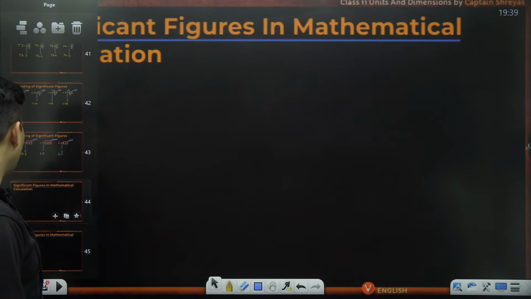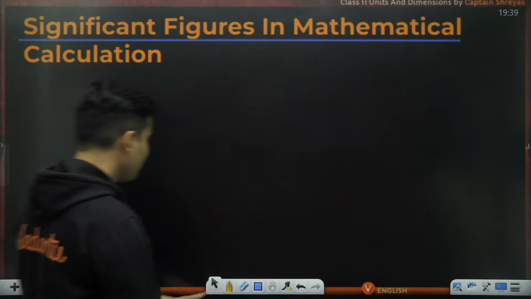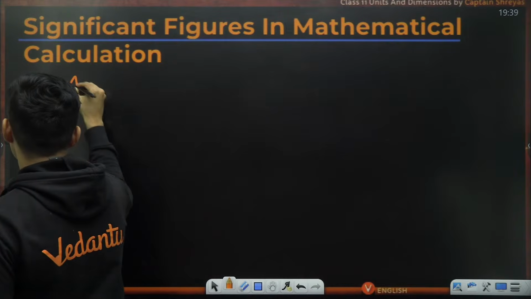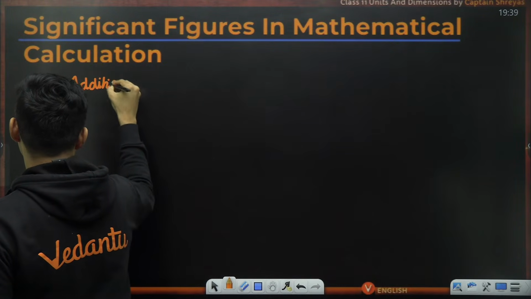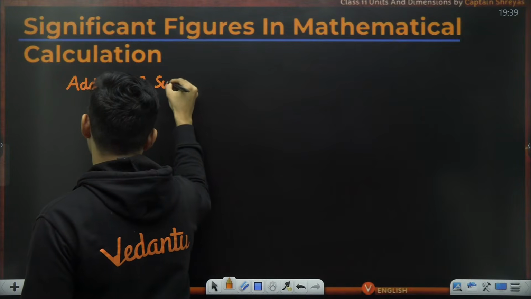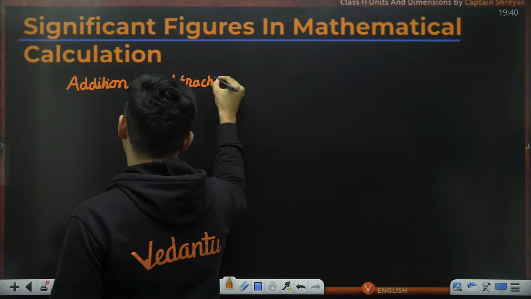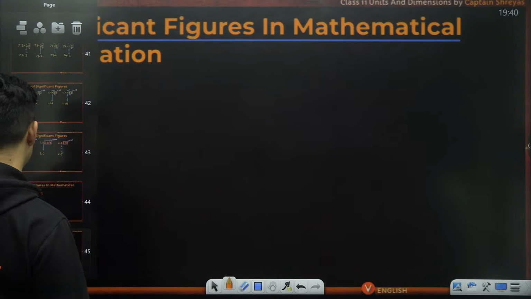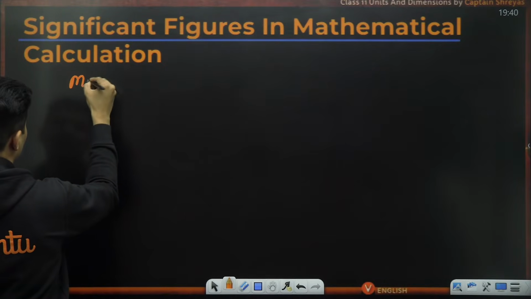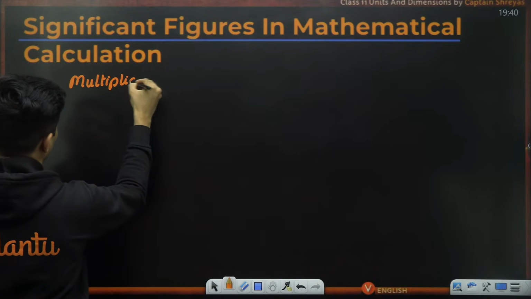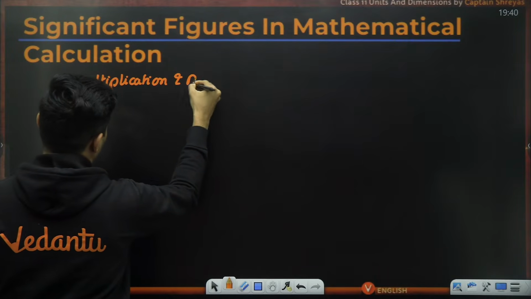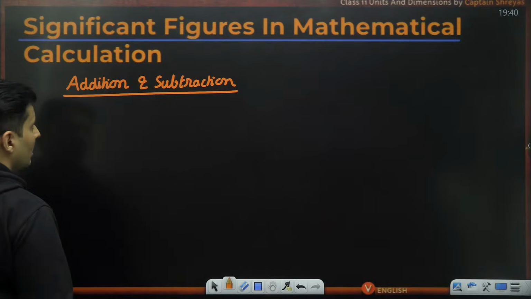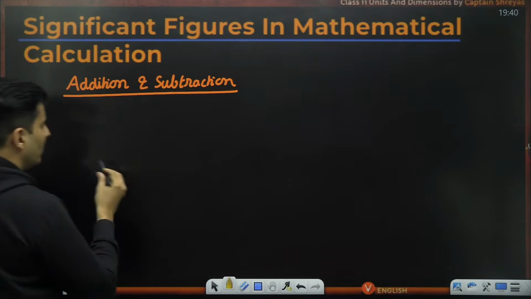Now, when you want to calculate, what will you do? Observe. When you want to do calculations, for example, addition and subtraction, how will you take care of the decimal places? Versus when you have multiplication and division. So let's take examples of this so that you get an idea.